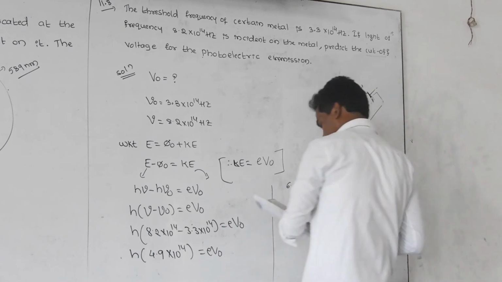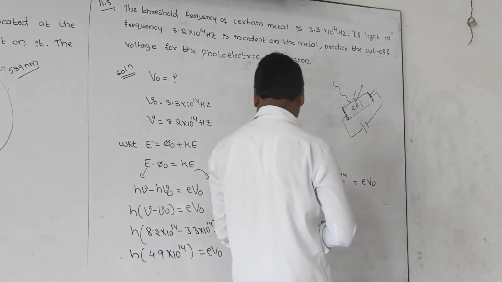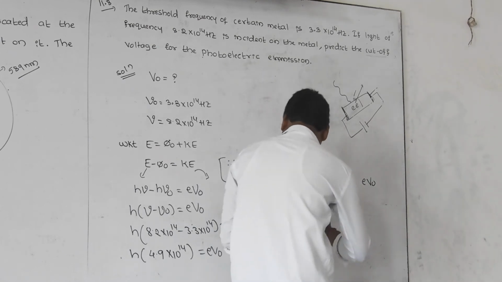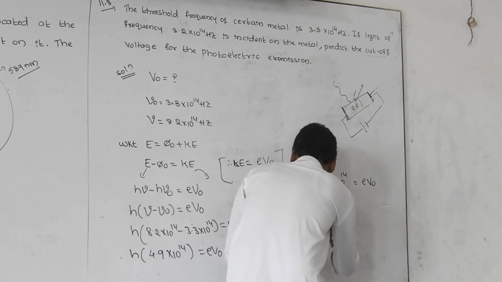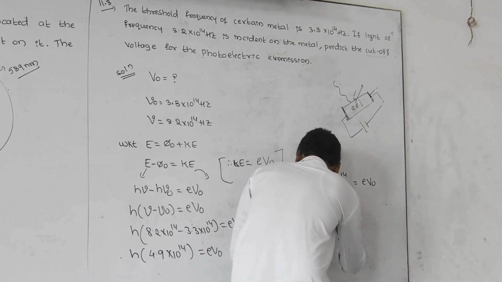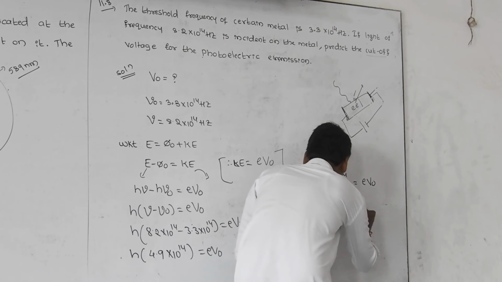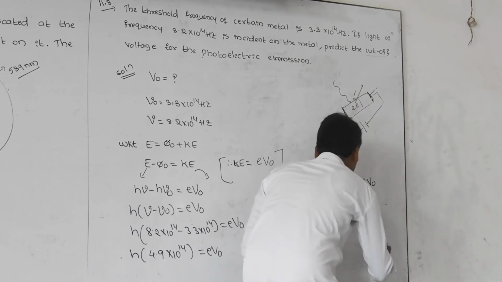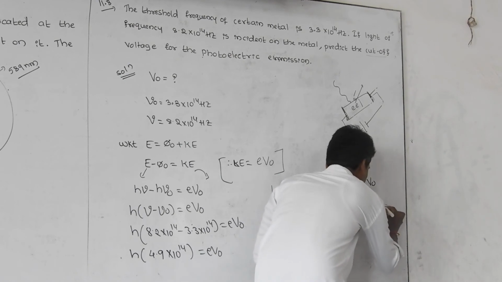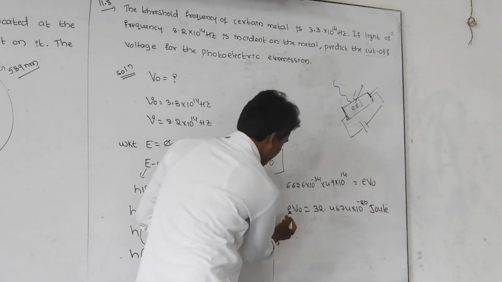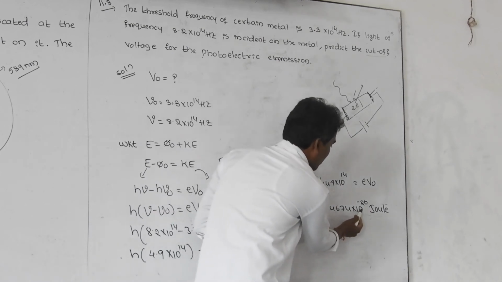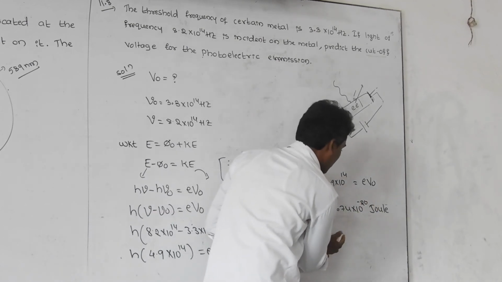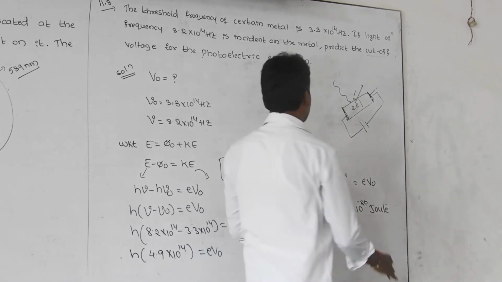Multiply these two, and you are getting the answer: eV naught is equal to 32.4674 into 10 to the power of minus 20 joule. But here, eV naught is 32.4674 into 10 to the power minus 20 joule. Convert joule in terms of electron volt.